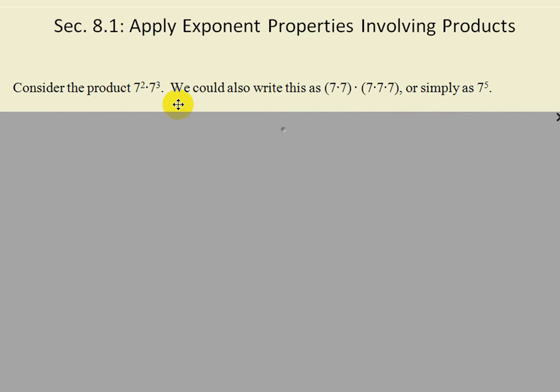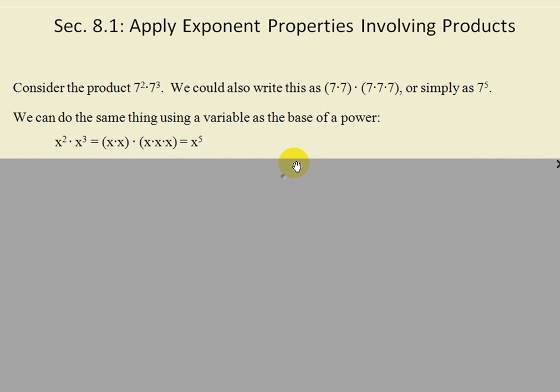Well, you can rewrite that. 7 squared is 7 times 7. 7 cubed, of course, is 7 times 7 times 7. Or we can put that all together and say that we're multiplying 5 sevens together and call it 7 to the 5th. Okay, you can do the same thing when you have a variable for a base.